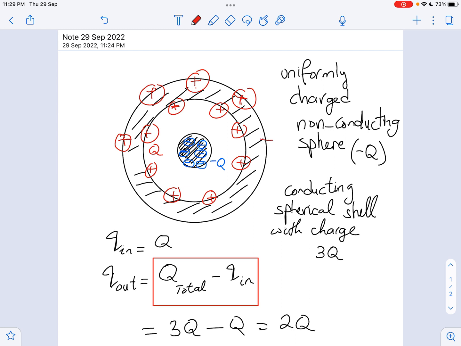So we draw some charges on the outer surface, and we can write outside 2q. So we can check: 2q plus q will give us again 3q, which was the initial charge of the spherical shell. And since it's a conductor, the charges will be only on the inner and outer surface.